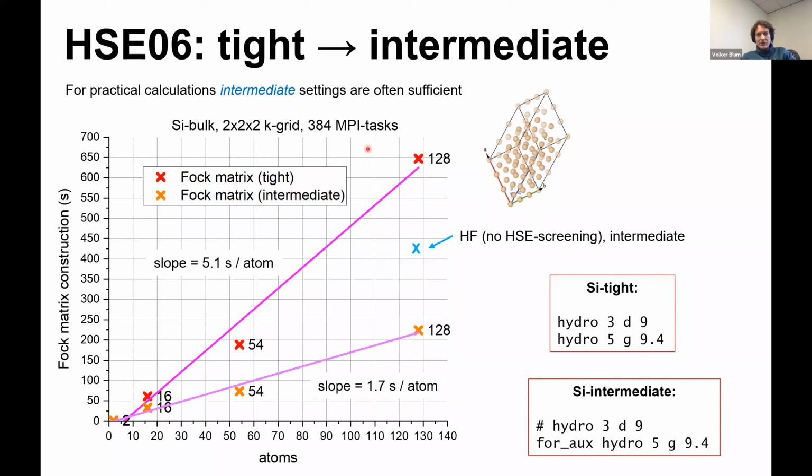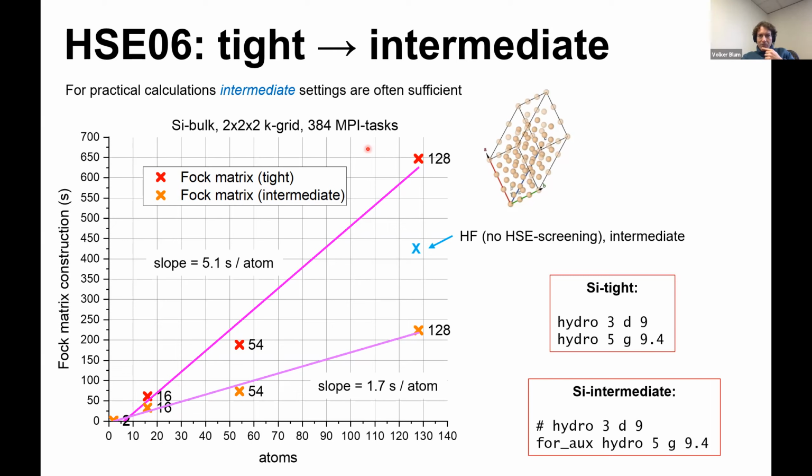But especially if you're dealing with hybrid functionals, the cost of hybrid functionals goes up so dramatically for relatively little gain that the intermediate settings are the first thing to do, I think, across the board. That's our experience. Thank you.